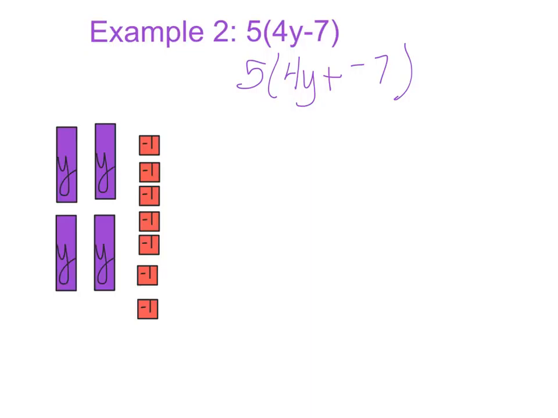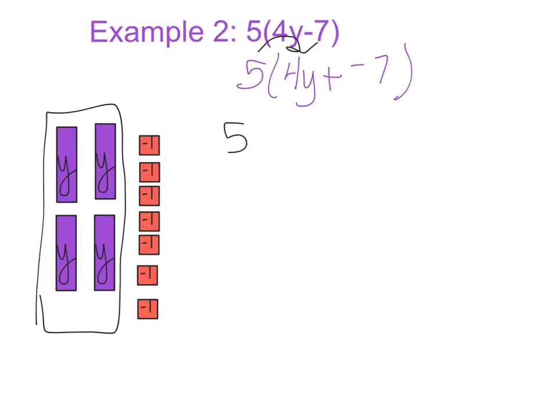So if I had 5 of these, I would have 4 y's times 5. And if you remember our shortcut, that's 5 times everything inside. So 5 groups of 4y. Okay, so that would mean to build this accurately with all the tiles, I'd need 20 y's.